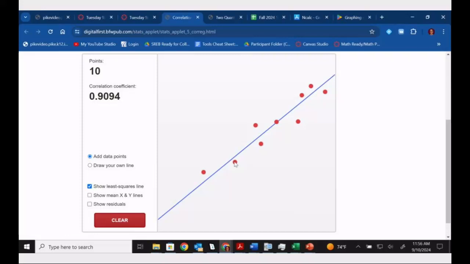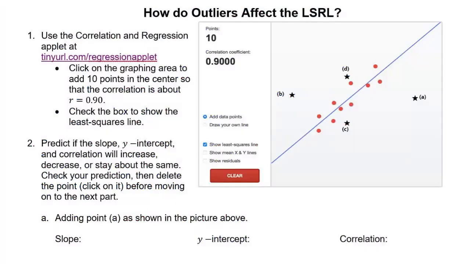And I know there's not an x-axis or a y-axis on here, but the x-axis would be down at the bottom of the screen. The y-axis would be over here on the left. And we're looking at just quadrant 1 here. So what I want you to do now is predict if the slope, the y-intercept, and the correlation R is going to increase, decrease, or stay about the same as you add these points that are over here indicated with stars. So for part A, I want you to add a point over here. That would give you 11 points total.